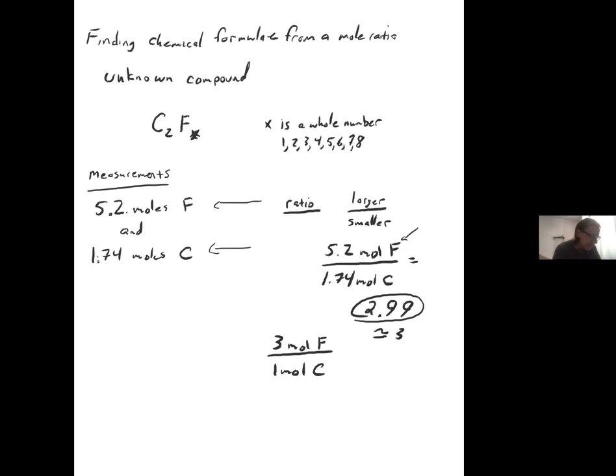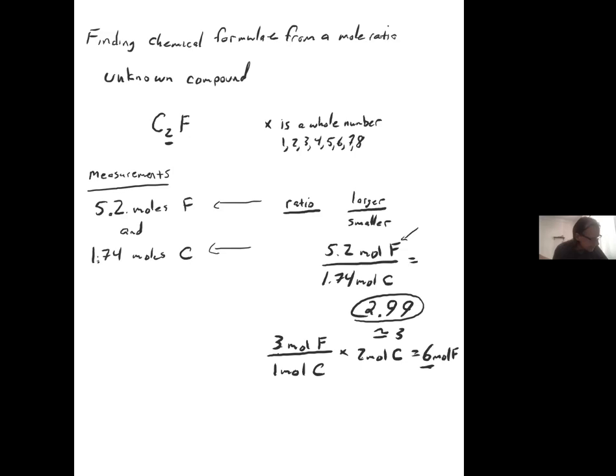And so what you would do then is you'd say, okay, if it's a ratio of 3 to 1 and I have 2 carbons, so times 2 moles of carbon, that gives you 6 moles of fluorine, right? It's 3 to 1. So if you have 2 carbons, you got to have 6 fluorines. And that number right there would be our answer that we would want to put in there.